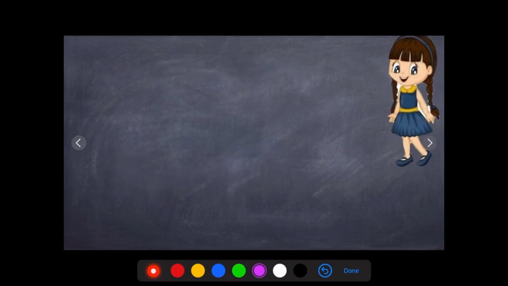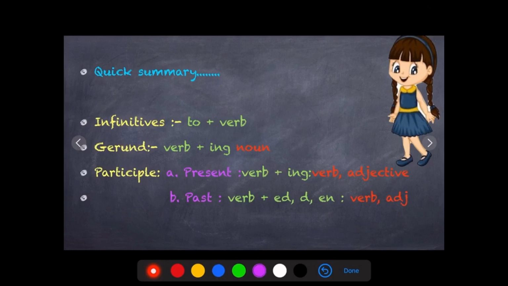Let us move forward and have a quick summary of what we have studied till now. Infinitives, to plus verb. Okay, this is the formula to remember for infinitives. In some cases infinitives may not be present as well. Gerund, verb plus ing, but the main thing is it should act as a noun. Just keep this in your mind. It should always act as a noun. Participle is divided into two parts, present and past. Present participle has verb plus ing and it is acting as a verb or adjective.